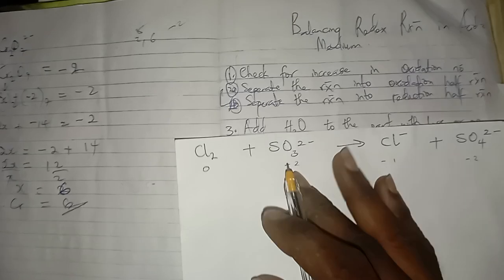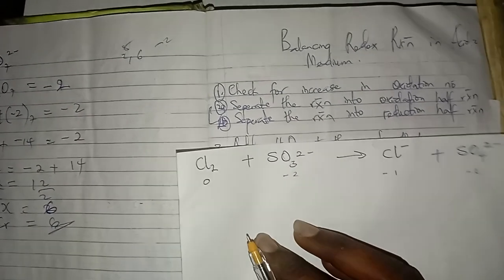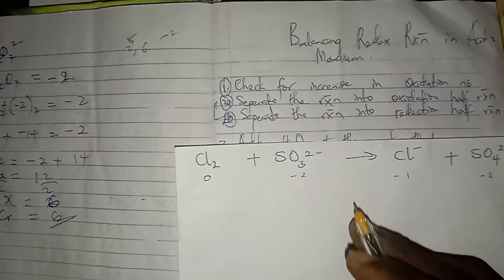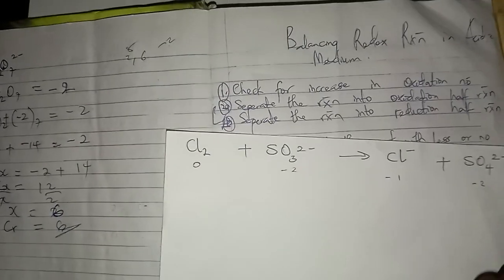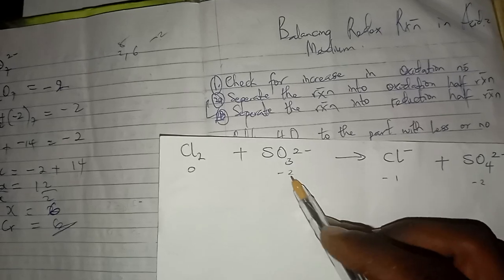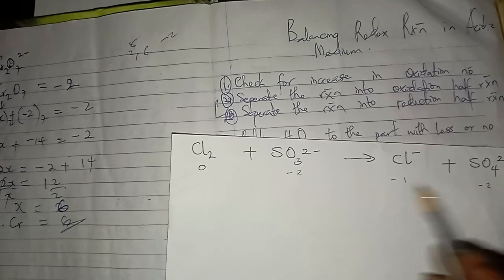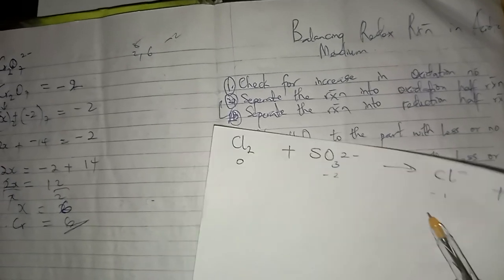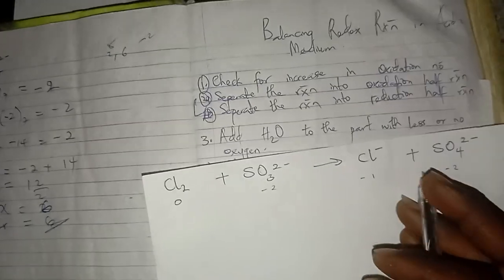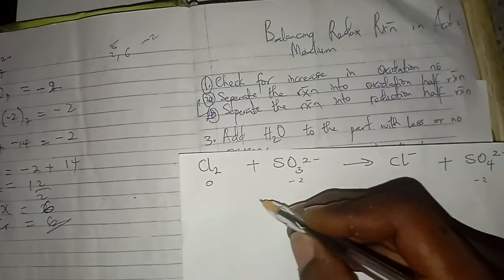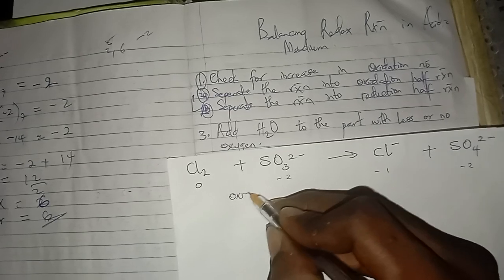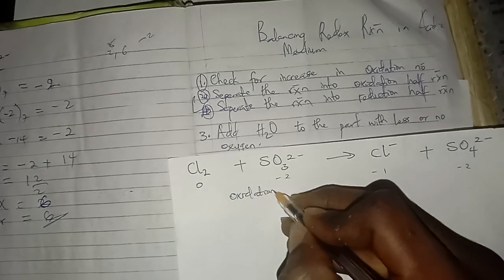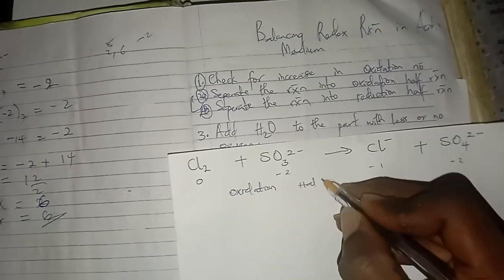In this case, I can say that chlorine is a decrease, because this one remained the same at -2, but chlorine moved from 0 to -1. And a decrease in oxidation number means reduction. So I will now use rule 2, separate into the oxidation half cell reaction.